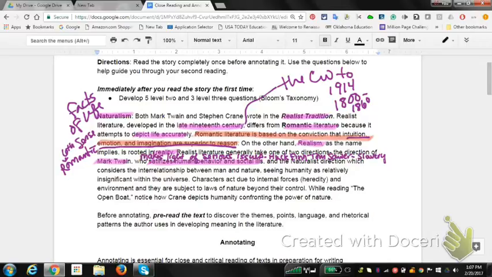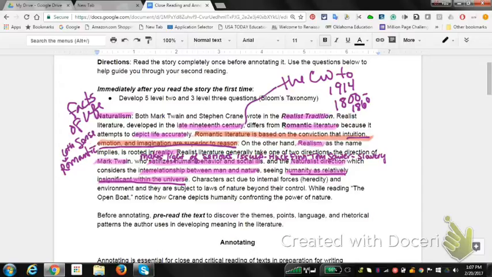The naturalist direction now is the actual direction in which The Open Boat took place. Okay, you're looking at this idea of an interrelationship between man and nature, seeing humanity as relatively insignificant within this universe. And this is really the general idea, kind of like an ant in an anthill, okay? We're not very significant in this universe as the idea is brought about in naturalist writing, okay?